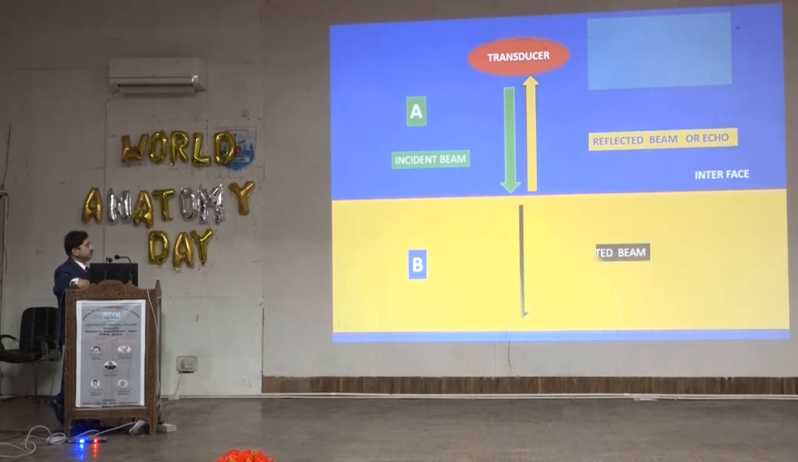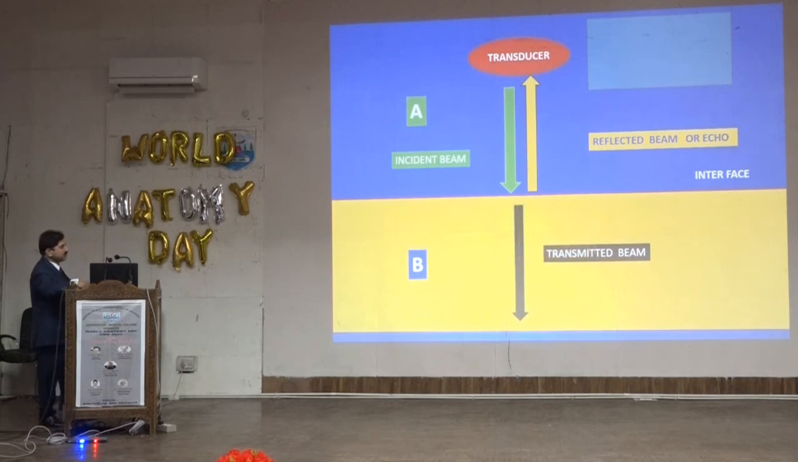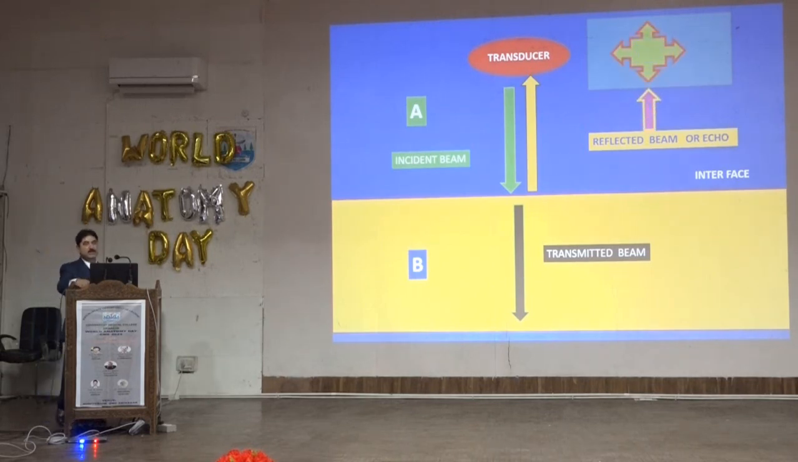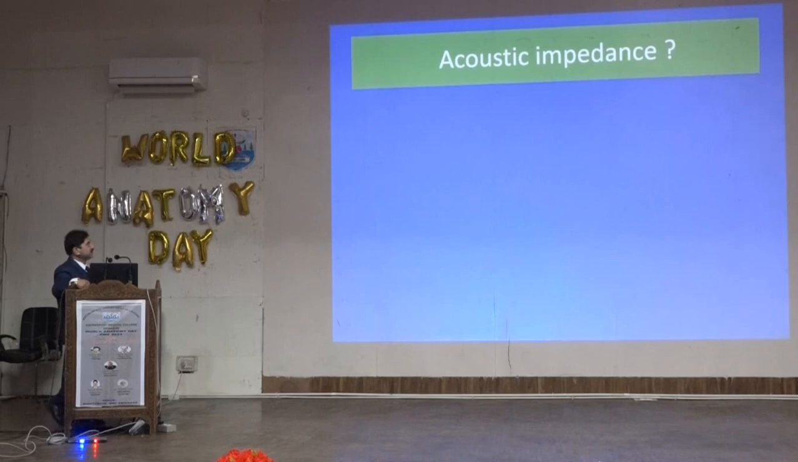Some of the waves pass through the tissue. We call those waves the transmitted beam. Now this reflected beam is projected on the screen in the form of an image. This is the image of the tissue. This is how ultrasound works.